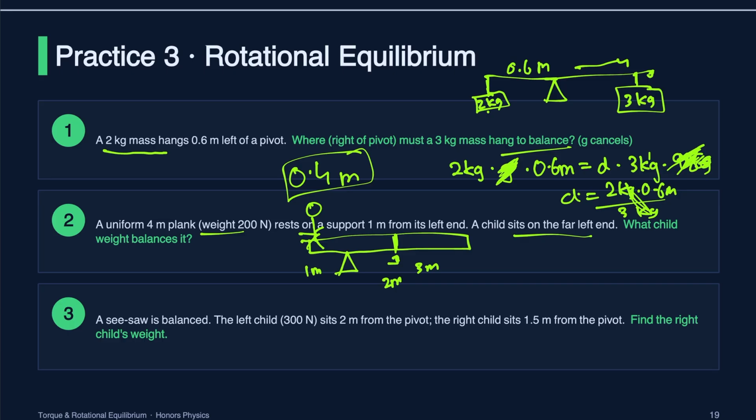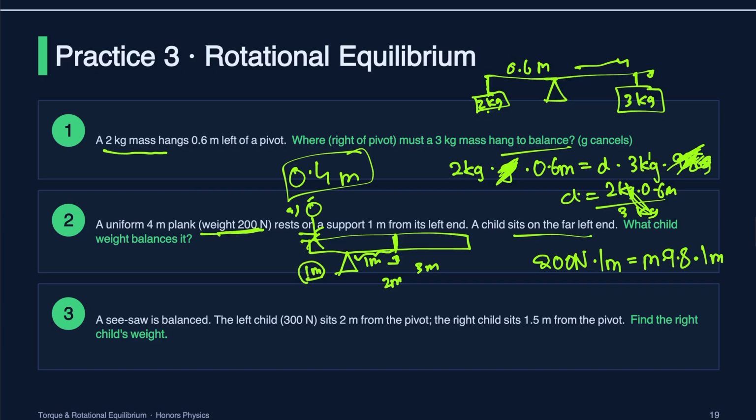And the weight is 200 newtons, right? So 200 newtons times, what's the meters here? Times 1 meter, right? Because it's 1 meter distance away from the fulcrum, is equal to the weight of this child, which is m times 9.8 times 1 meter, right? Because it's also 1 meter away.